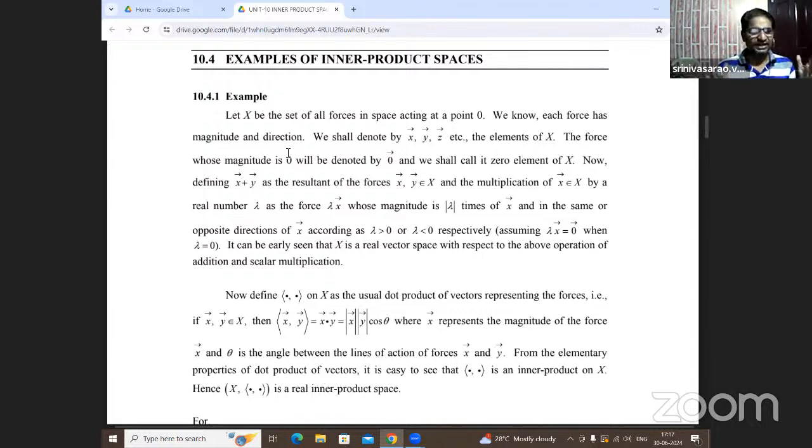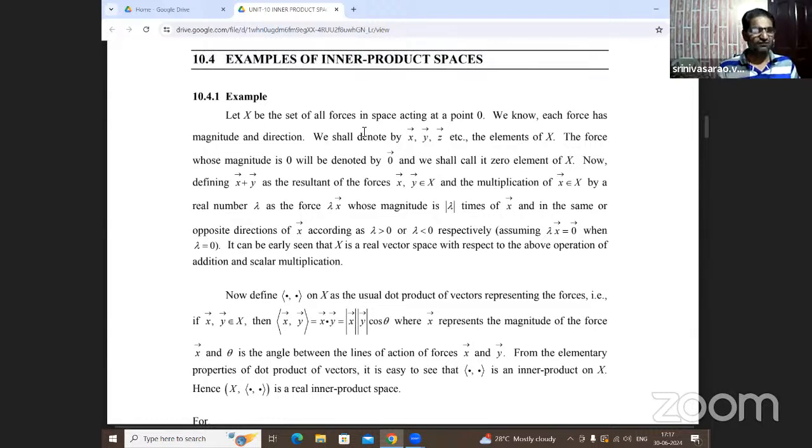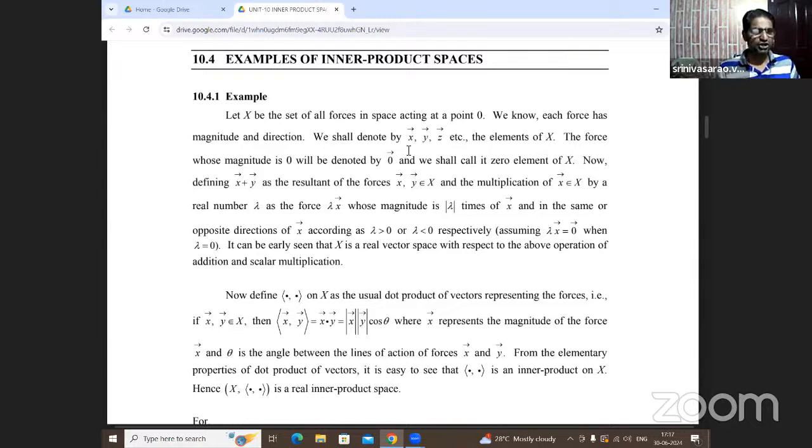Students, listen carefully. Just imagine the physical interpretation: this is the space, and this concept is applicable in ISRO and in space research. Suppose we take X as the set of all forces in space acting at a point origin, the point 0. Each and every force must have magnitude and direction, denoted by the x vector, y vector, z vector. This is the length, and this is the direction: x direction, y direction, z direction. These are all elements of the set of all forces in the space region.